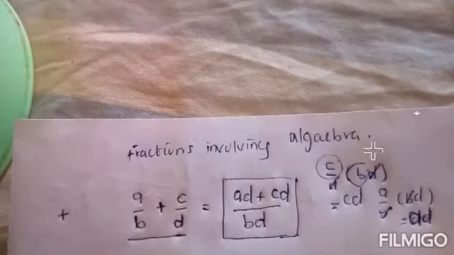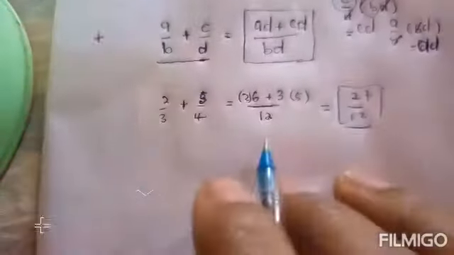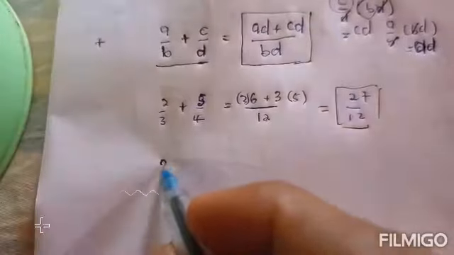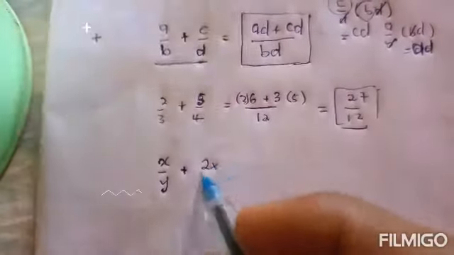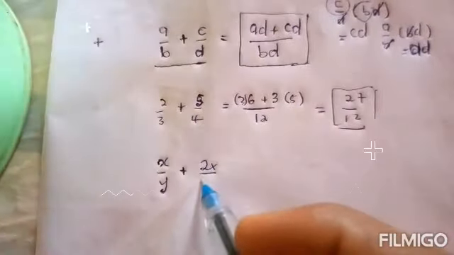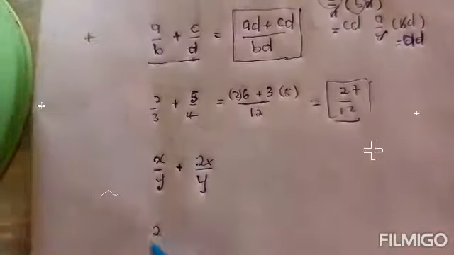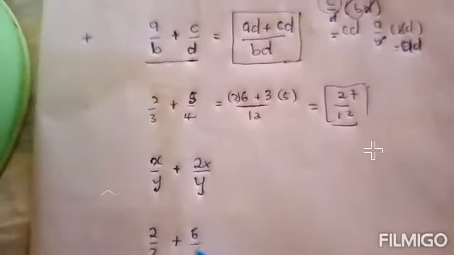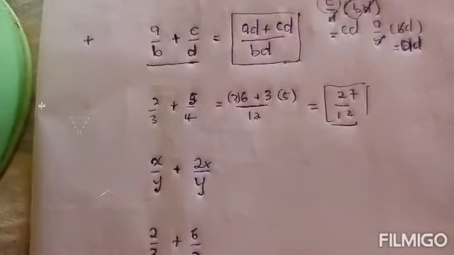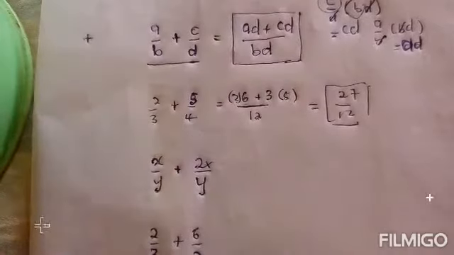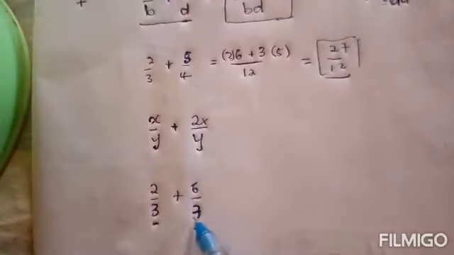So right away we'll take some examples and then solve. Let's solve the first example: x over y plus 2x over y. You see, in the normal circumstance, when you have 2 over 3 plus maybe 6 over 3, you see here the denominator is the same. So 3 here, 3 here.